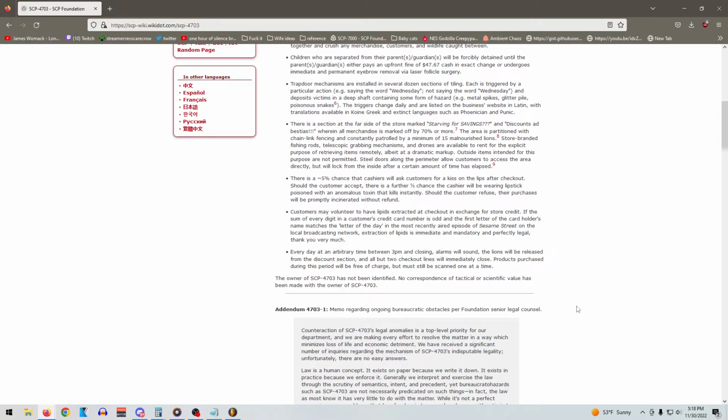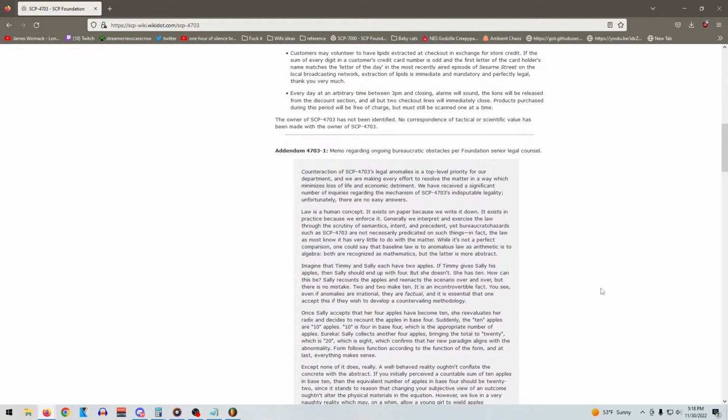Every day at an arbitrary time between 3 p.m. and closing, alarms will sound. The lions will be released from the discount section, and all but 2 checkout lines will immediately close. Products purchased during this period will be free of charge, but still must be scanned one at a time. The owners of SCP-4703 have not been identified, nor has correspondence of tactical or scientific value been made with the owner of SCP-4703. Memo: ongoing bureaucratic obstacles per Foundation senior legal.